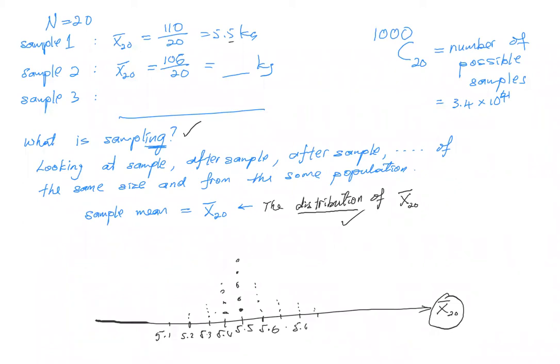The sampling statistic, that means, in this case, I'm talking about the sample mean, can change, can vary. So this is known as sampling variability.